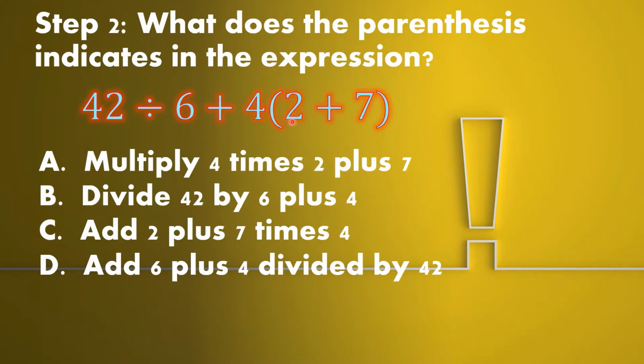Alright, so when we look at the parentheses, because we always want to start with the most inner parentheses, 2 plus 7 will give us 9, and then we will multiply that by 4. So we will multiply the sum of what's inside the parentheses, 2 plus 7, by 4. Your answer choice should have been C.